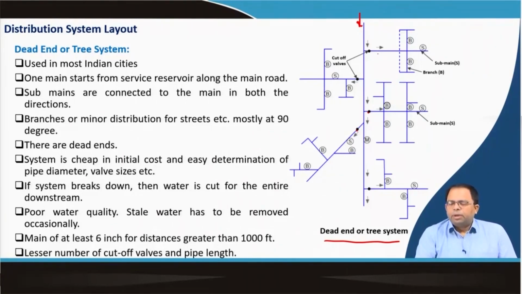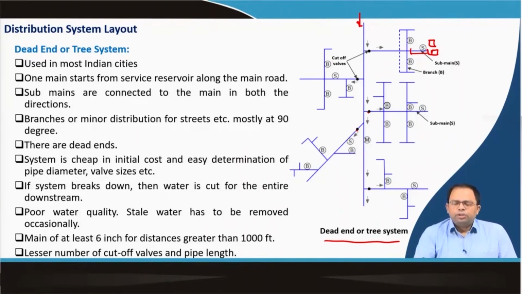But at the same time, because the pipeline has dead ends, there is a chance that water is not drawn, because the house over there is dilapidated, or people are not living there, or there is no house yet constructed but the pipeline is already laid. In that case the water becomes stagnant in this part, and the water will become stale, and when the water quality falls, it will affect the other parts of the pipeline network as well.